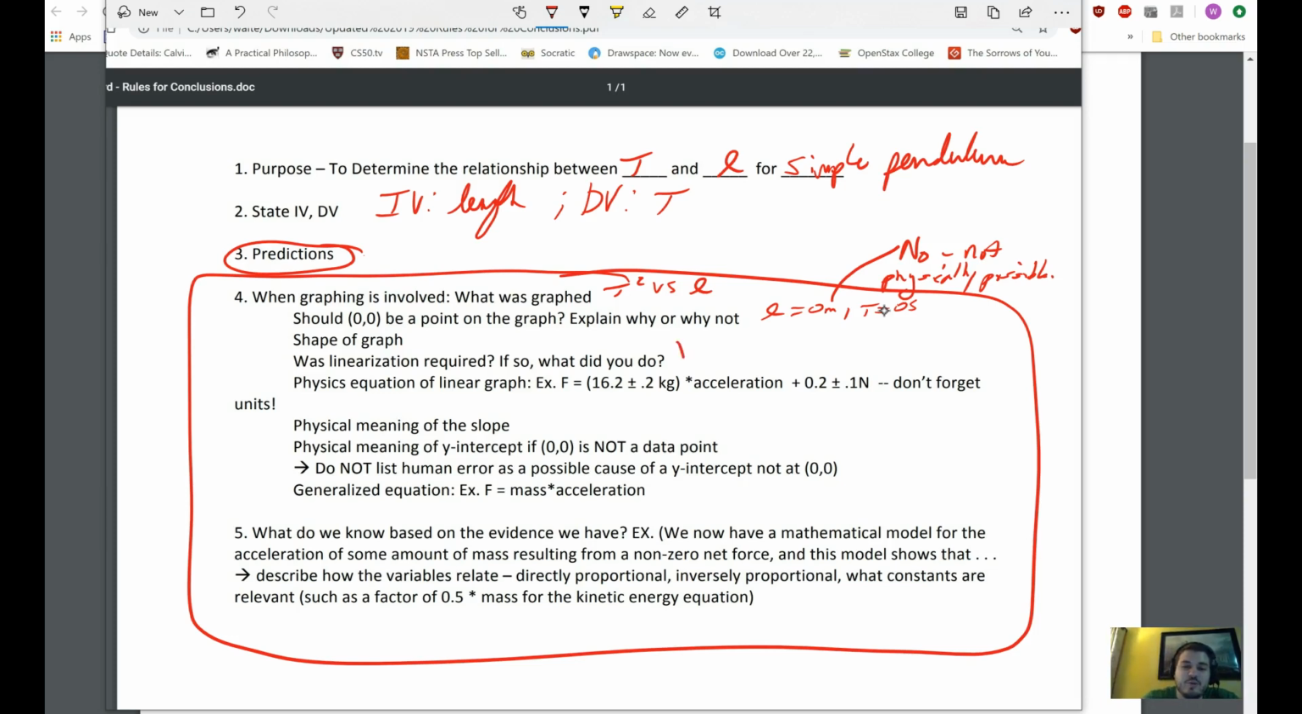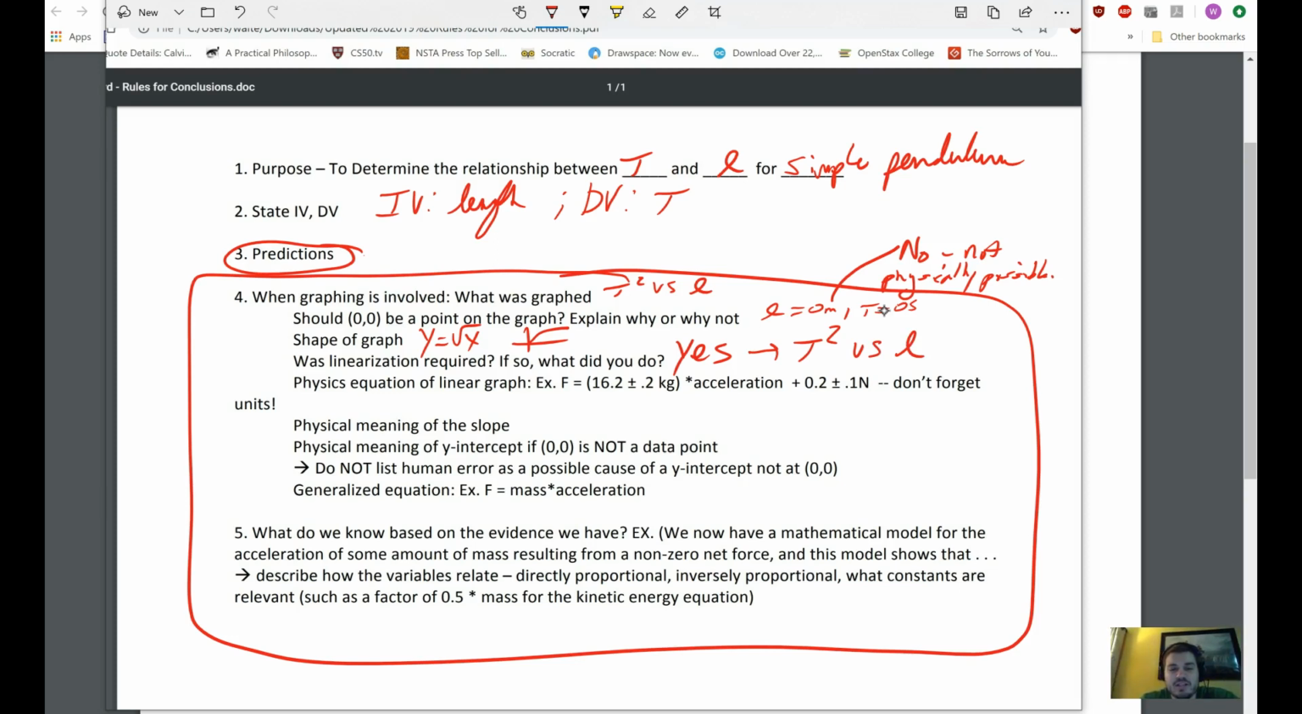So what shape was the graph, and was linearization required? Yes. The original shape of the graph was a square root shape, a y equals square root of x shape. So yes, what we did is we took the period and squared it. So now we did period squared versus length instead of period versus length.